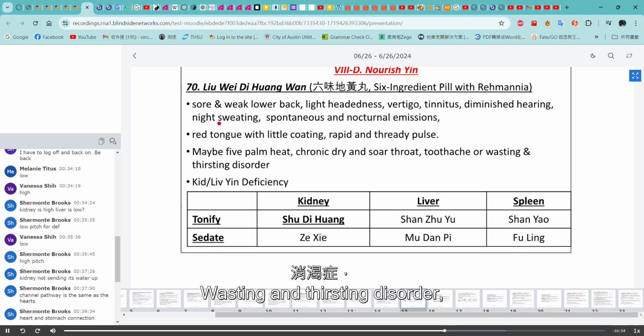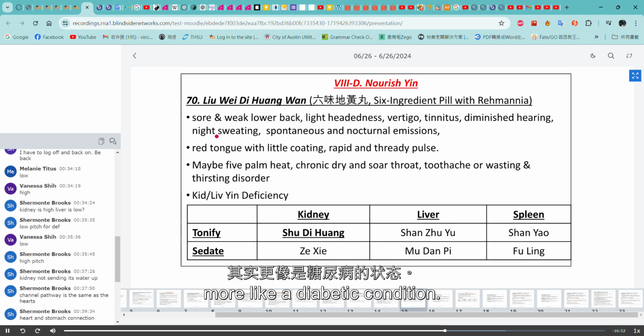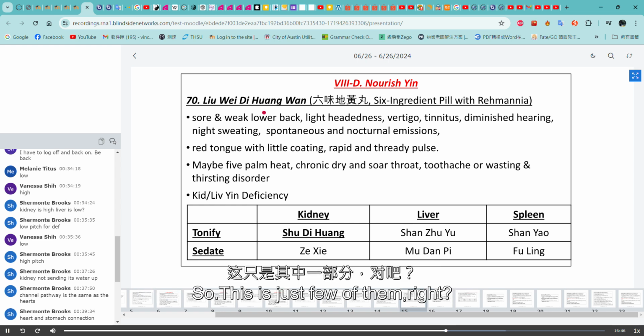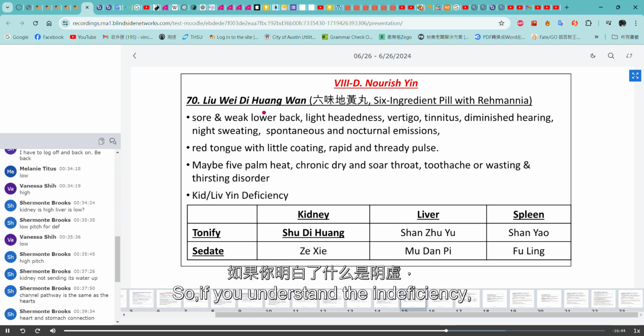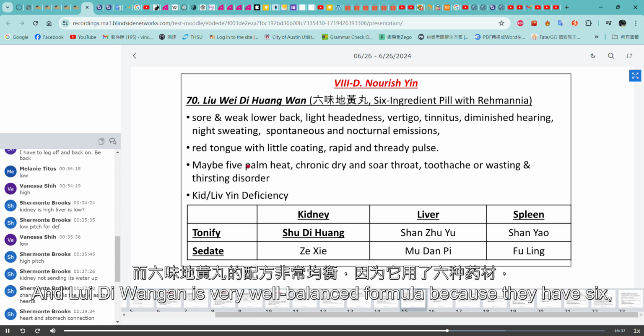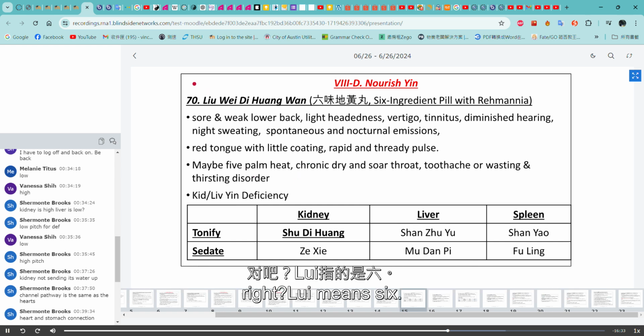Wasting and thirsting disorder, more like a diabetic condition. So this is general kidney and liver yin insufficiency. This is just a few of them, right? So if you understand yin insufficiency, you can treat with Liu Wei Di Huang Wan. And Liu Wei Di Huang Wan is a very well balanced formula because there are six, right? Liu means six. There are six ingredients.